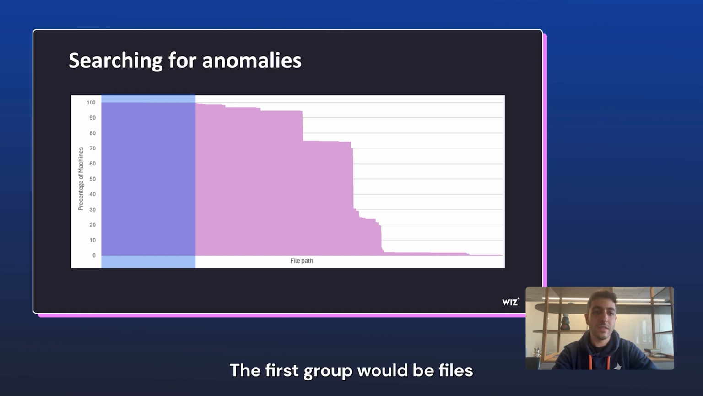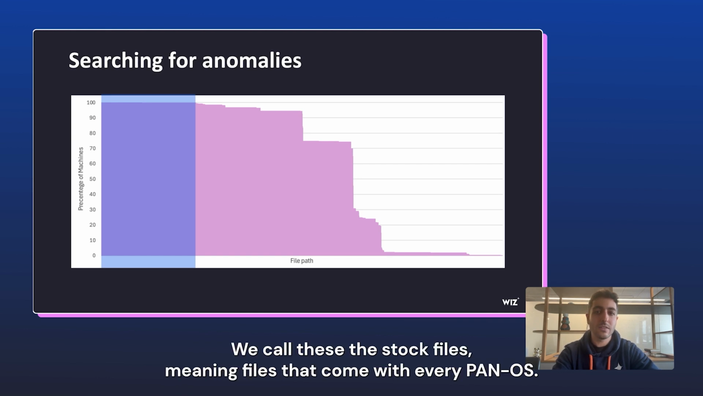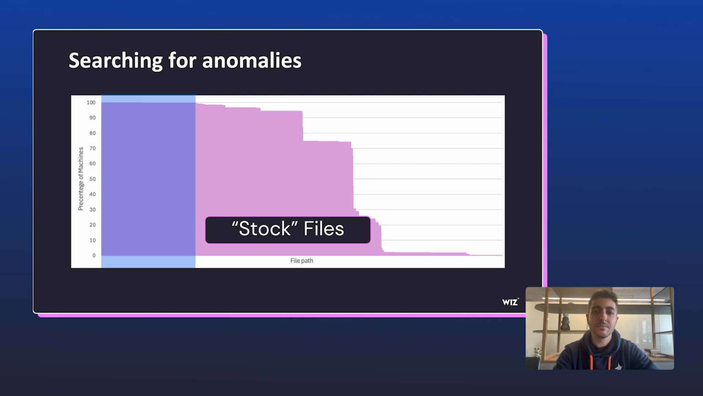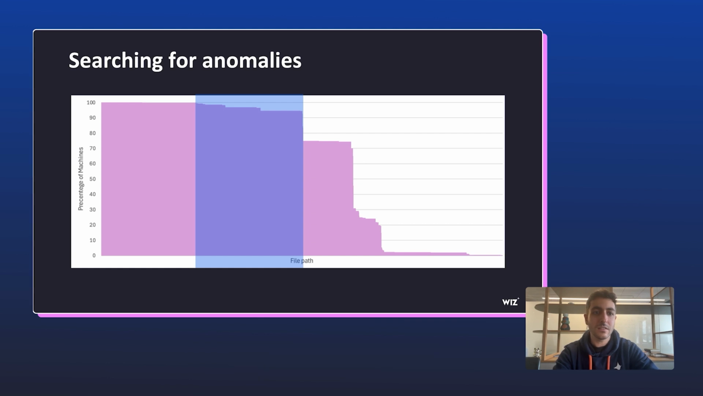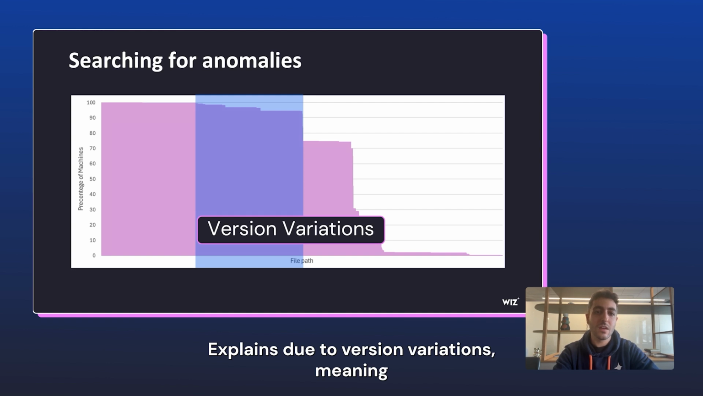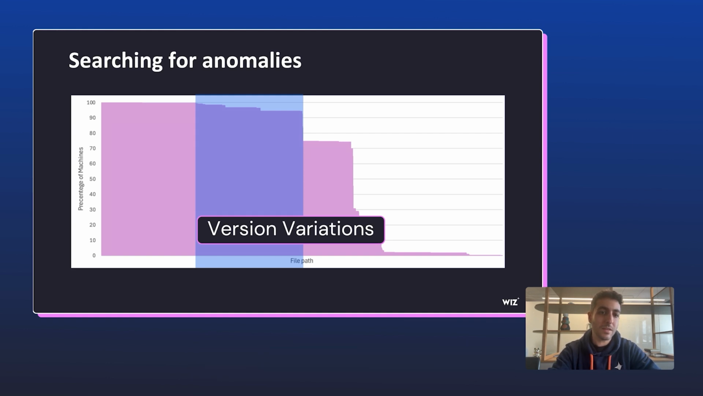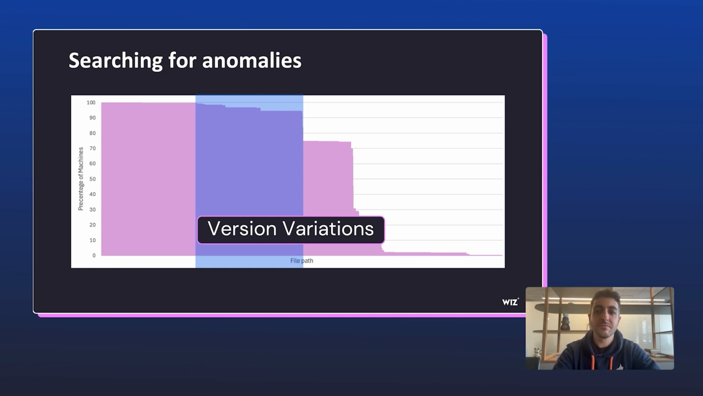The first group would be files that are present on all of the machines that we monitor. We call these the stock files, meaning files that come with every PanOS. These are legitimate files and they are not suspicious. Then we have files that come with most of the instances, so between 90 and 100%. This could be explained due to version variations, meaning that in some versions, this file used to exist on a certain path, and in other versions, the same file exists on a different path.